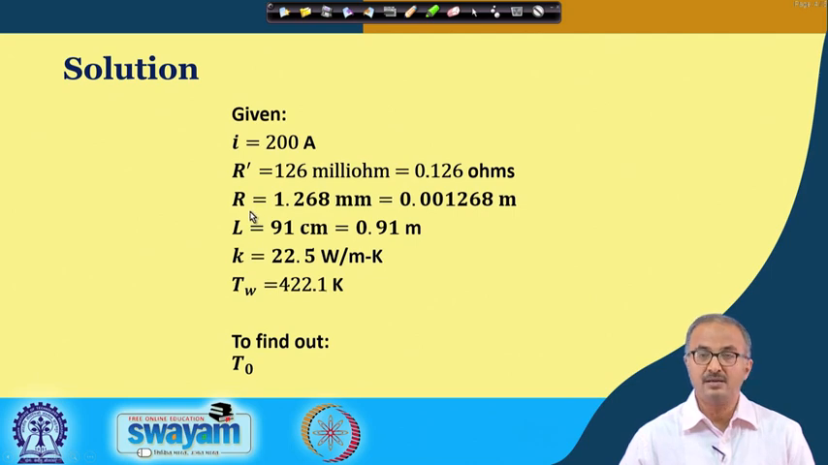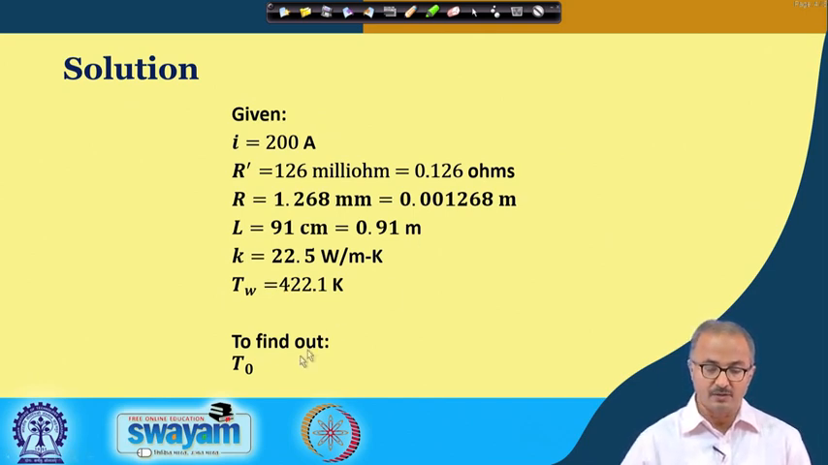Here this is the radius of the particular wire. See that the resistance we are denoting by R prime, whereas the radius of the wire is given by only R. This L denotes the length of the wire, this is the thermal conductivity, and this is the wall temperature, the outer wall temperature. Again, mind it that before you start solving the problem, please have consistent units. For this we are also converting the units into the standard SI system. After that only you should go on solving.